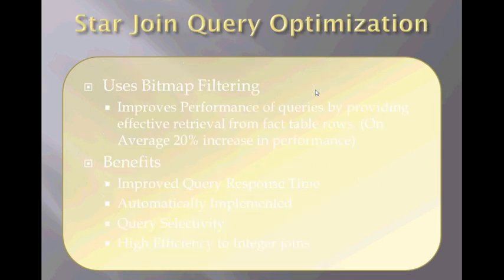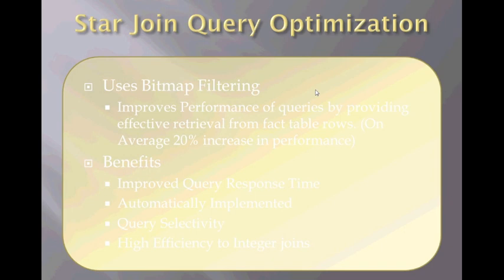Next is star join query optimizations. This is a new feature that was presented in 2008 R2. This feature helps alleviate issues faced when joining tables from very large databases. Star join query optimizations use bitmap filtering to improve the performance behind row retrieval of fact tables. By using bitmap filtering, an average data warehouse query runs 20% faster.